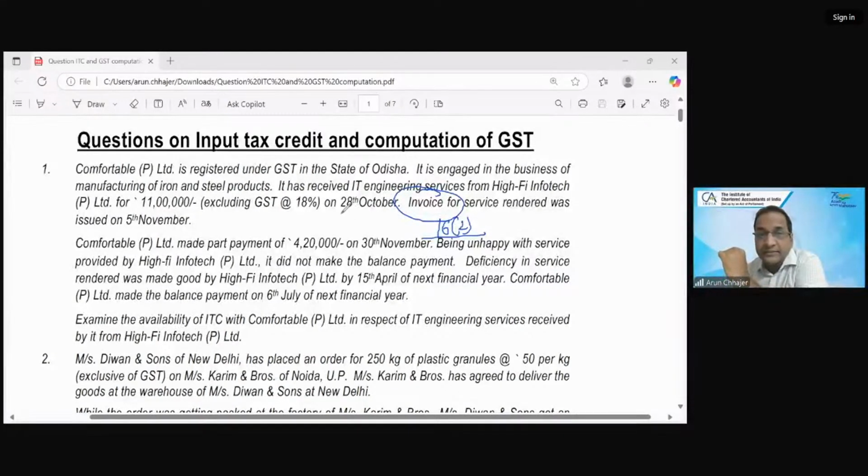And then, would he be able to take the full ITC, or would he be able to take the ITC only to the extent of 4.20 lakh? Most of the participants are giving the answer 4.20 lakh.